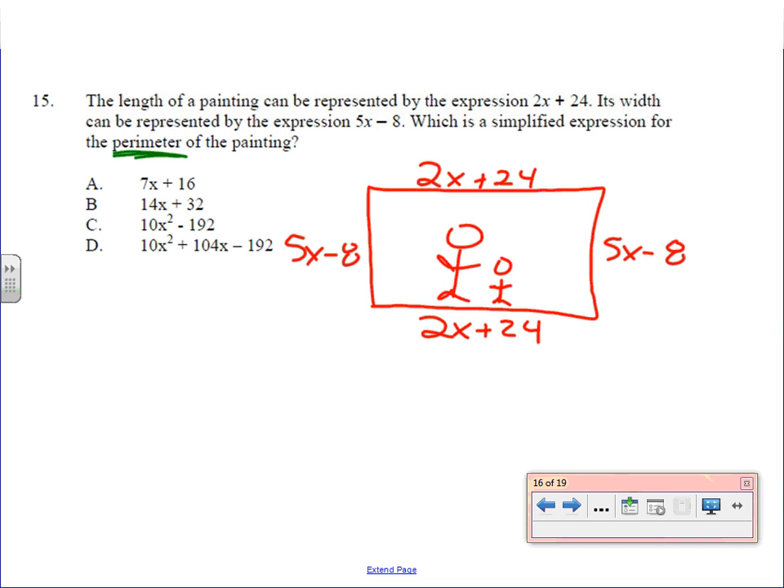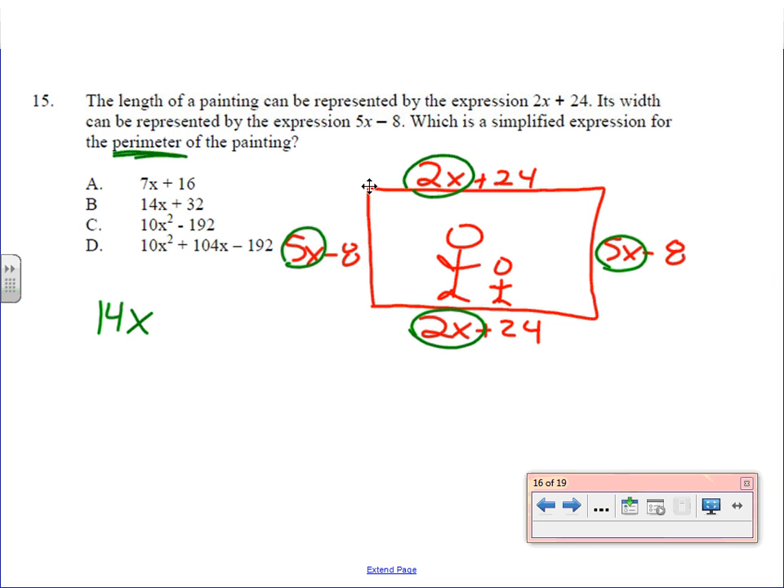Now watch how I do this though. When I add up all the sides, I'm going to only add the like terms. In other words, I'm going to add the x's together first. So let's see. 5x's plus 5x's would give us 10x's. Plus 2 more x's is 12x's. Plus 2 more x's is 14x's. 5 plus 2 plus 5 plus 2 gives us 14.